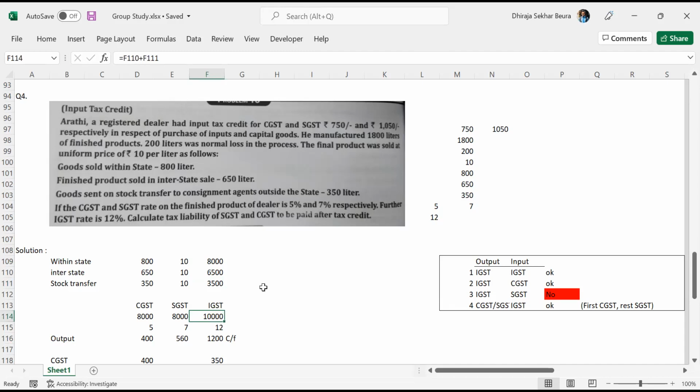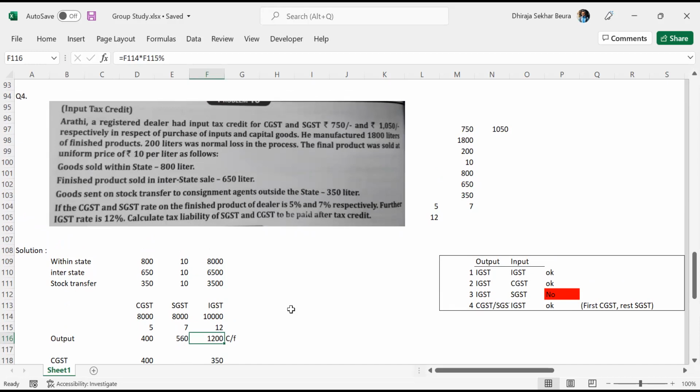Yes, 10,000. 6,500 plus 3,500 comes to 10,000, on which an IGST rate of 12% will apply, and IGST comes to 1,200 rupees. Now this is what we calculated. This is the output liability that we have calculated on the transaction price.